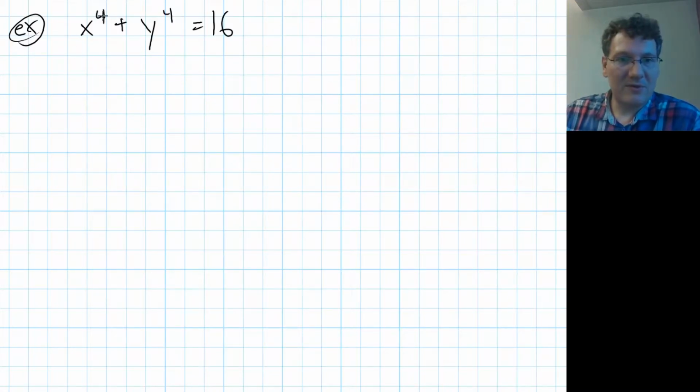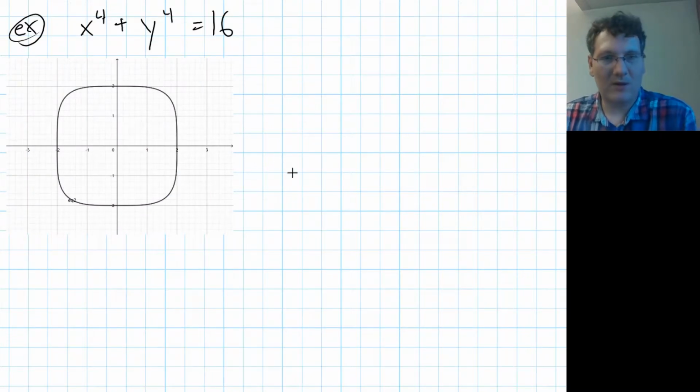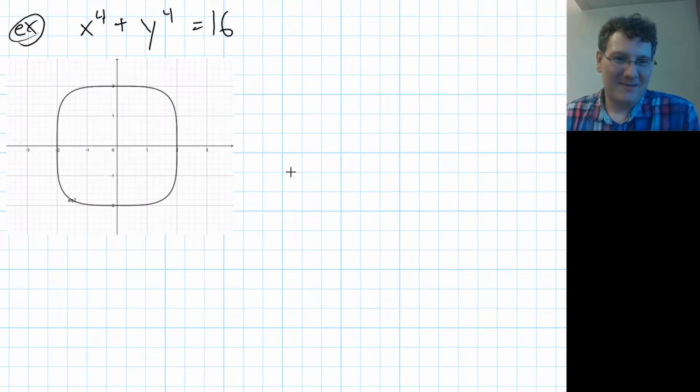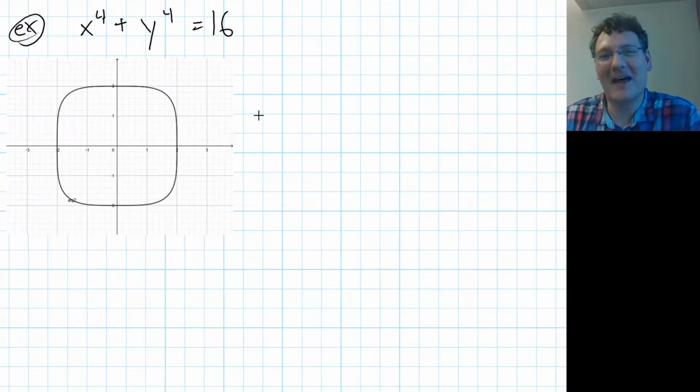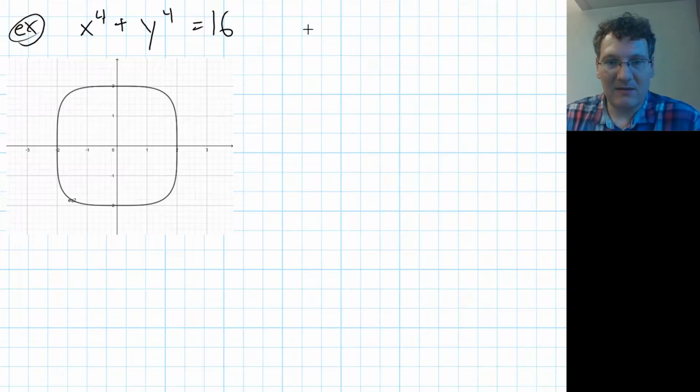All right, let's do another example here. What does this look like? I'll show you. It's sort of a circle if you're in a different metric space, but it's kind of like a rounded square. Let's just call it that. So we're going to find the derivative, and in fact, I want to find y double prime. But let's first find the y prime.